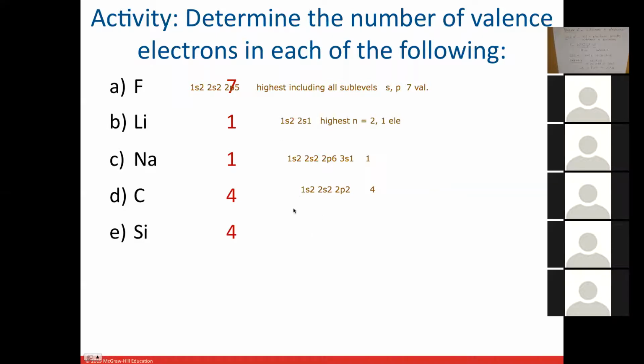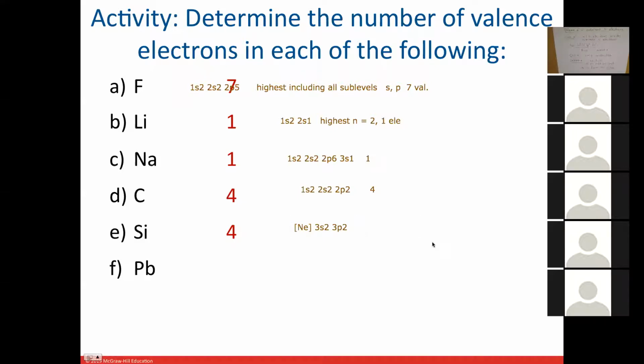So what would that be? It would be neon. Let me put that in brackets, neon, and 3s2, 3p2. Yeah? It's just one period below. Okay. What else? Is that it?